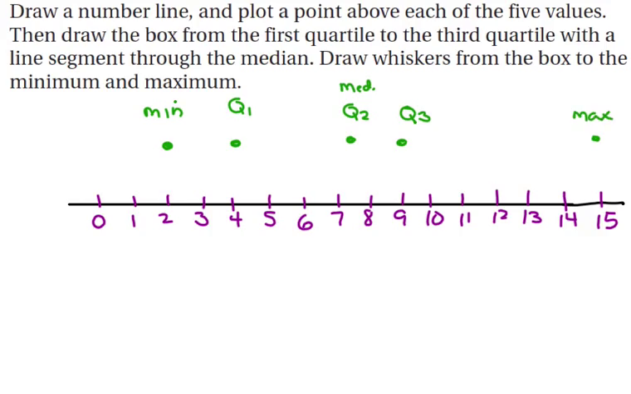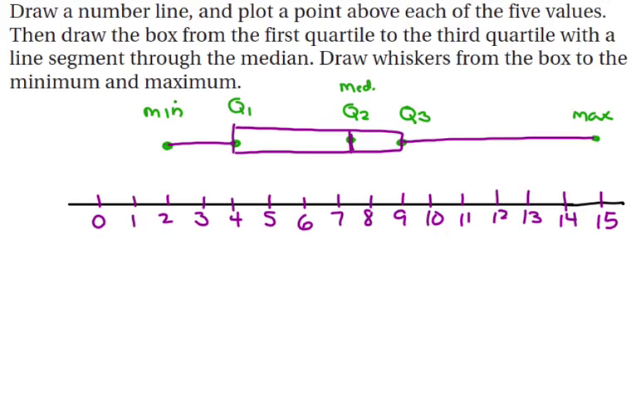Then we want to draw a box from the first quartile to the third quartile. There's our box. That represents the 50% of the data. Now we're going to draw a line segment through quartile 2. Then we draw our whiskers. The whiskers come from quartile 1 to the minimum, and quartile 3 to the maximum.